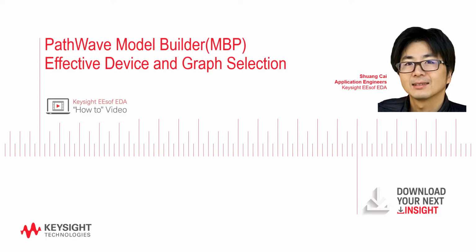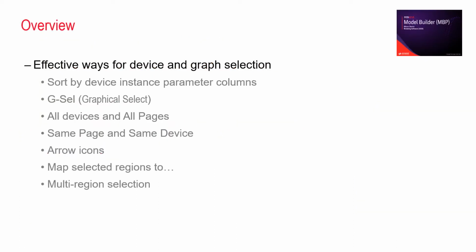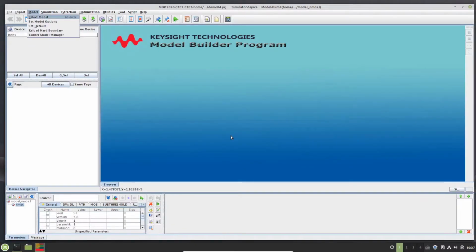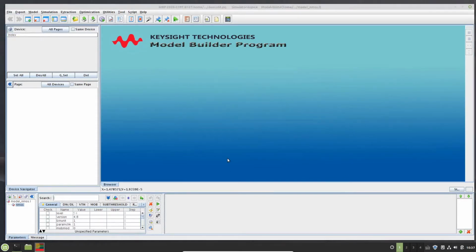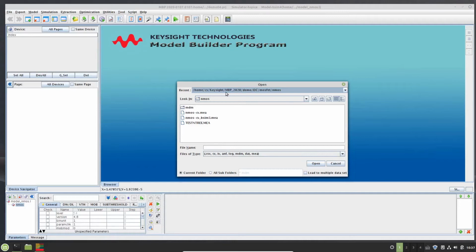In this video, we will walk through a few ways for selecting devices and graphs efficiently. The following operations, when used properly, could save us tons of mouse travels. Let's get started with a BCM DC project in MBP and load some example measurement data from MBP's installation demo folder.